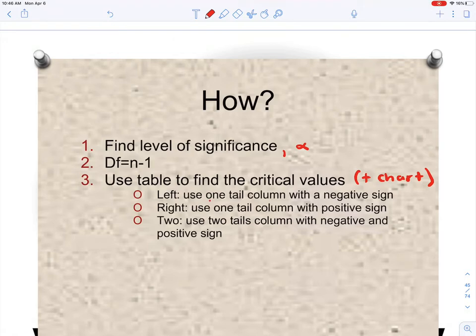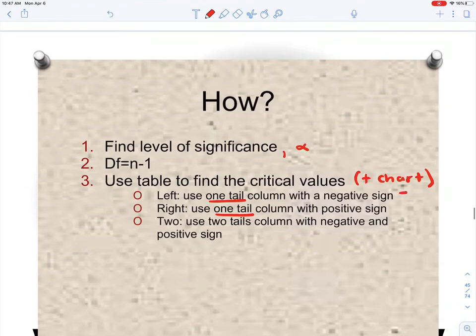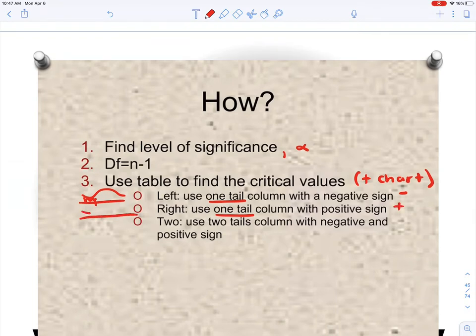For left and right, you're going to use the column that says 1 tail. So the t-chart is way easier than the z-chart because you don't have to do 1/2 or 1 minus or anything like that. All you have to do is flip to the chart and look at the column that says 1 tail. Now, if you're asked for a left tail, you will have to add a negative sign to the number because we know that everything that is left-tailed is negative. If it's right-tailed, you'll look at the 1 tail column, but you'll keep that number positive because we know that everything that is right-tailed is positive.